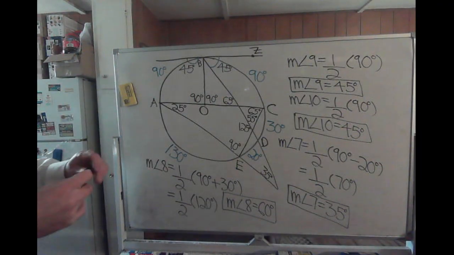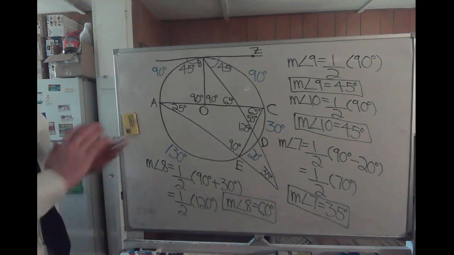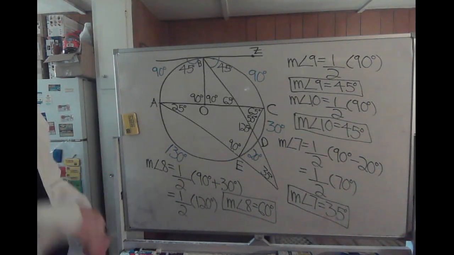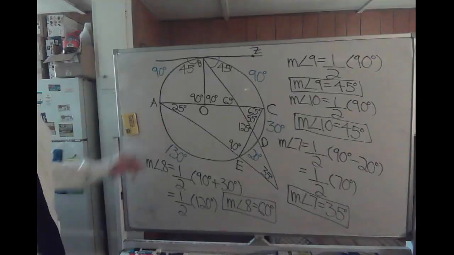So now we found all 10 of our angles. And that's it for angles of a circle. The next lesson will be the final lesson of circles. I know most of you are probably relieved on that. We're going to talk about segment lengths and circles.